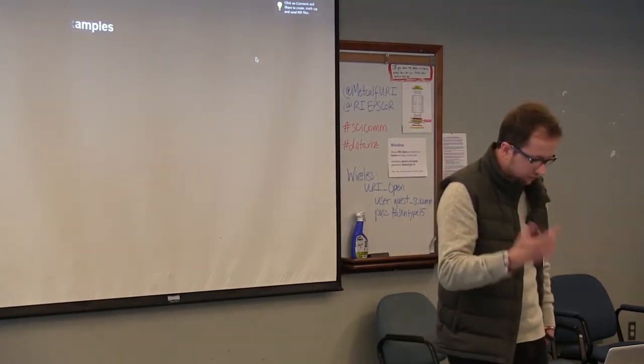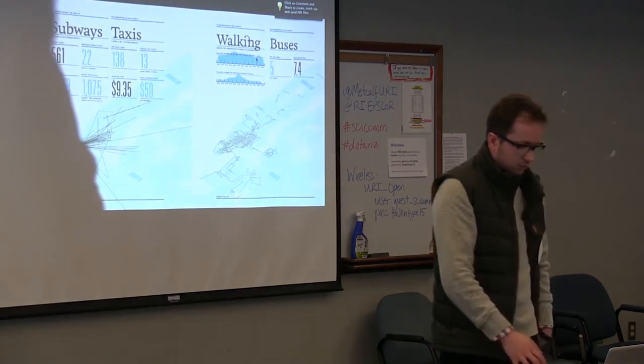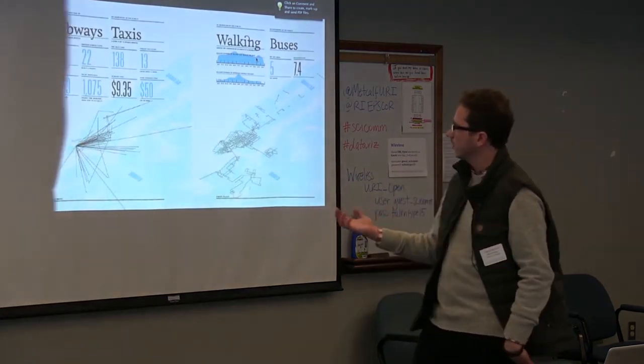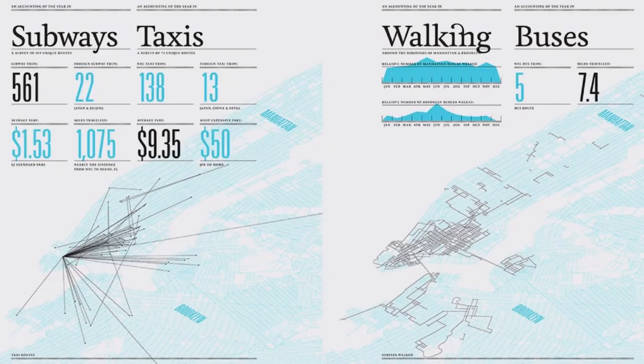So I wanted to show some examples of people who do this very, very well. This is Nicholas Felton. He's a RISD alum, and he's a great graphic designer. He makes amazing infographics. This particular body of work is a very peculiar thing that he started doing. He started making annual reports for himself.